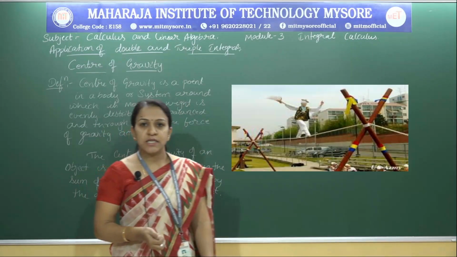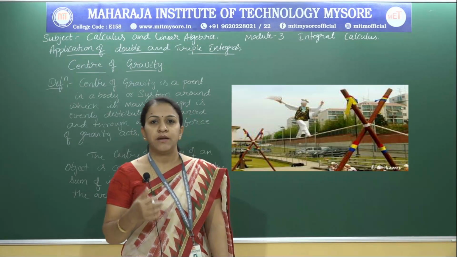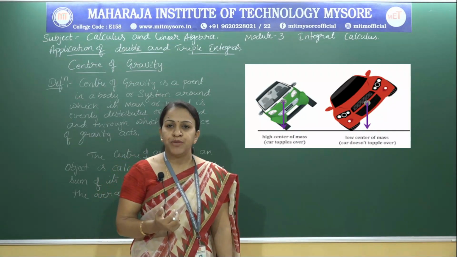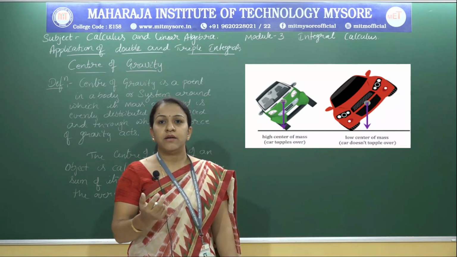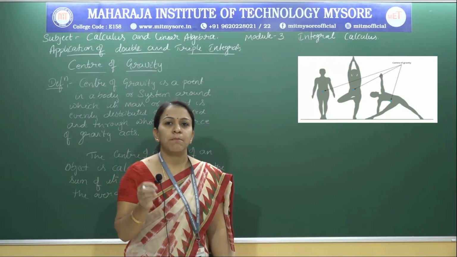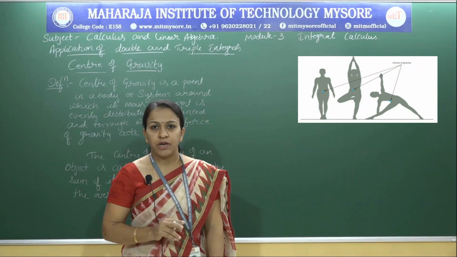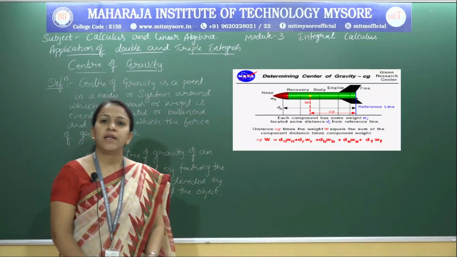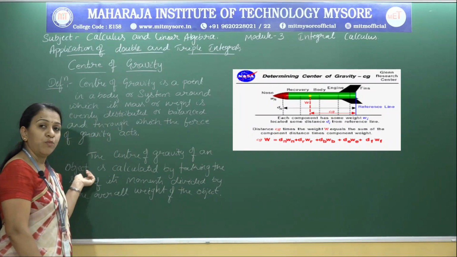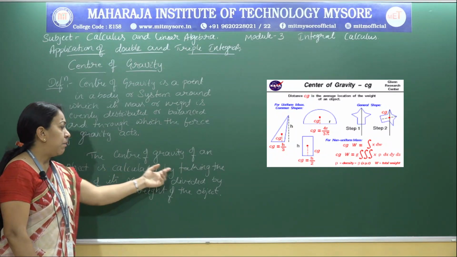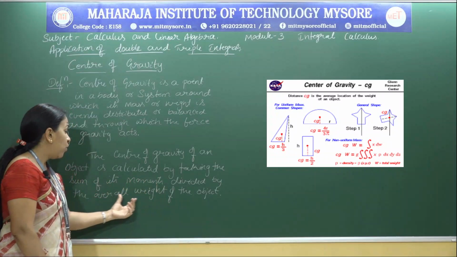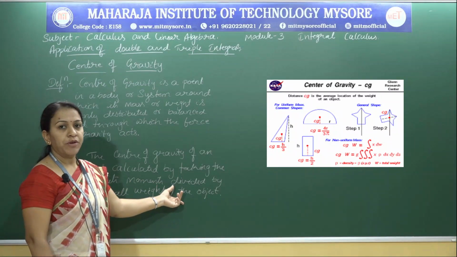Ourselves are an example. If we don't have a center of gravity in our body, we can't balance our body. We are all familiar with the seesaw; that is the best example for a center of gravity. So how do we calculate the center of gravity? The center of gravity of any object is calculated by taking the sum of its moments divided by the overall weight of that object, right?